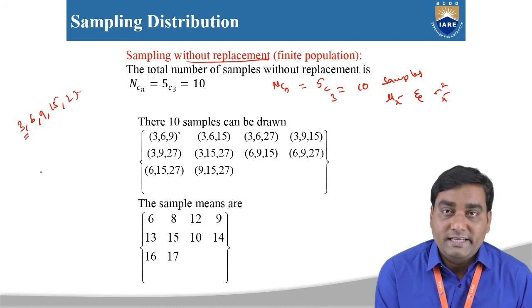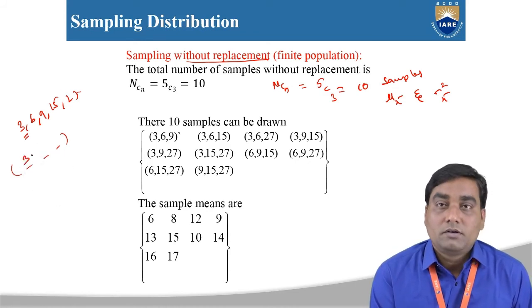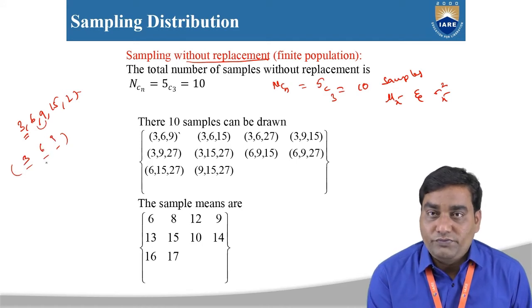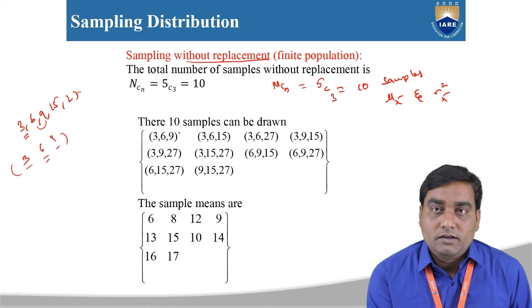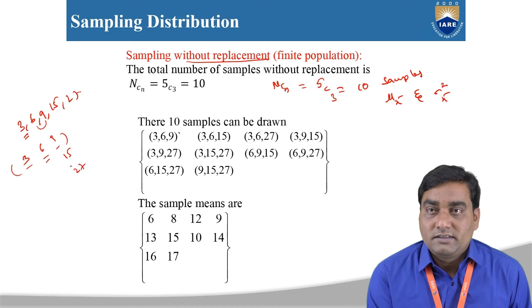First, you fix 3. This is what I fixed. Remaining 2, maybe 6, 9. 6 also you fix in the second position. This will be changed, third position, either 9 or 15 or 27. That means 3, 6, 9, 3, 6, 15, 3, 6, 27.